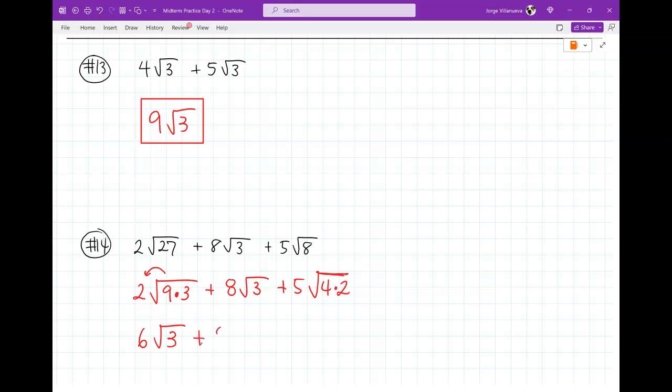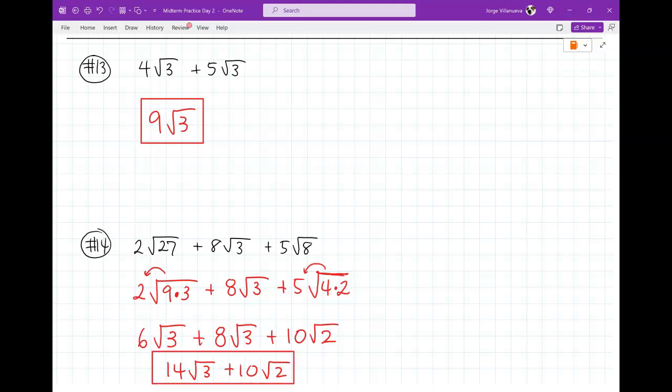Radical 3 plus 8 radical 3. Plus this 4 comes out. That becomes a 2, so 5 times 2, that's 10 radical 2. Can I add anything together? The 8 and the 6, right? Those have radical 3, so that's 14 radical 3 plus 10 radical 2. And that's going to be my answer.